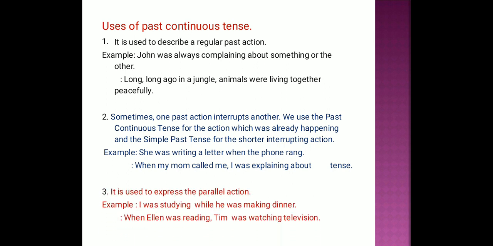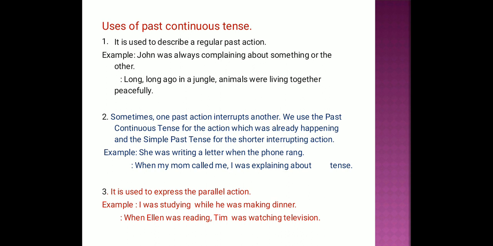Lastly, it is also used to express parallel action. Parallel action means two actions happening at the same time. We can use two past continuous sentences to show that the actions were happening at the same time. For example, I was studying while he was making dinner.